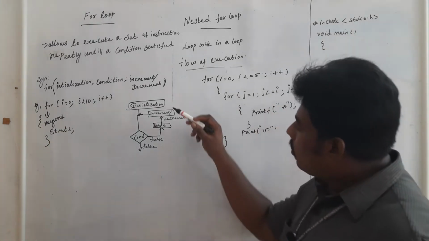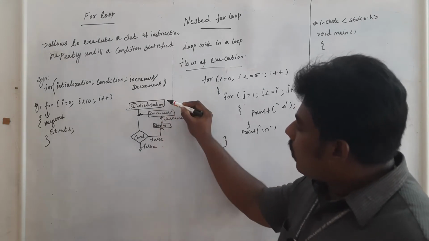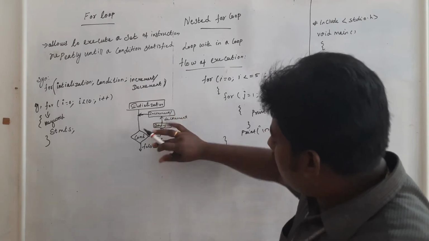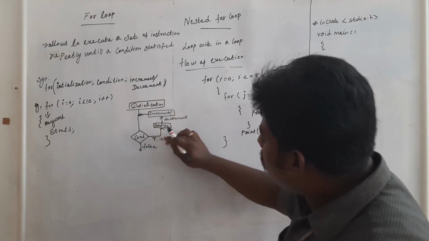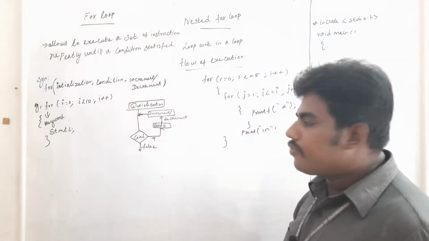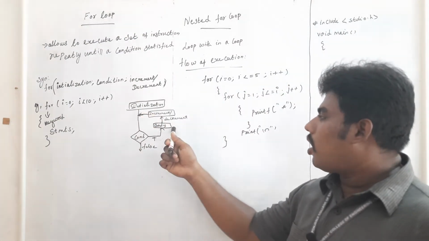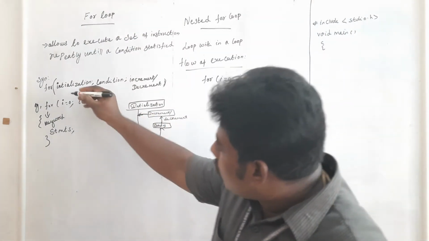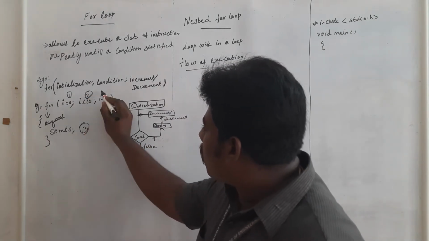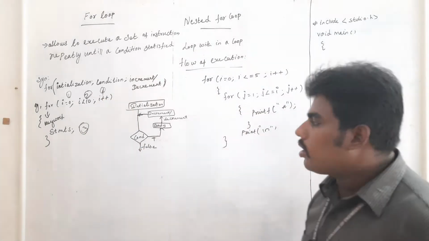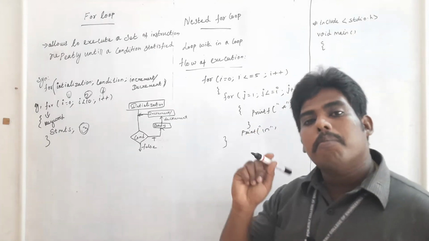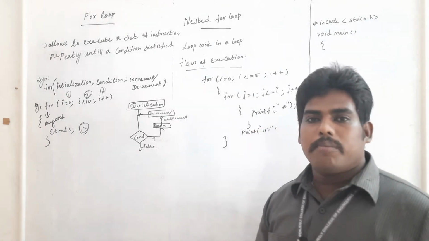This is the flow chart. First initialization, this is the first step, then the condition. If the condition is true, the body will be executed, then increment or decrement, and again it will check the condition. First initialization, condition, body, increment or decrement. So this is the first step, the second step, the third step, and the fourth step. All of you got it? First initialization, then condition. What is the third step? The third step is the body, and the fourth step is the increment or decrement.